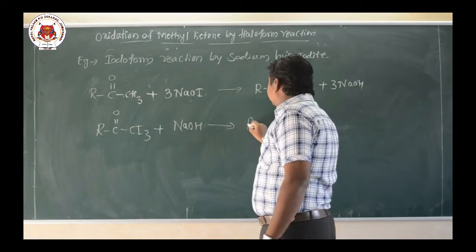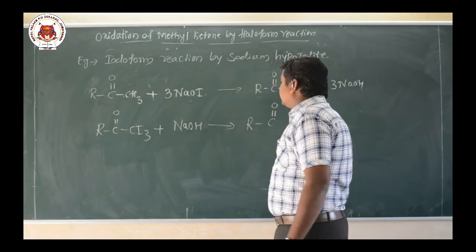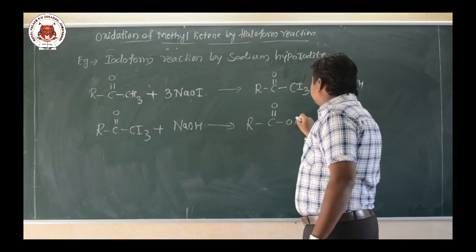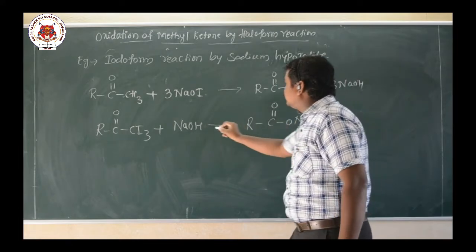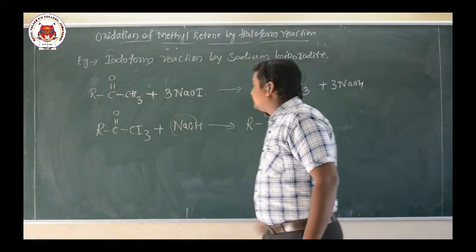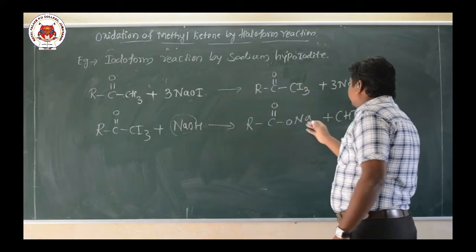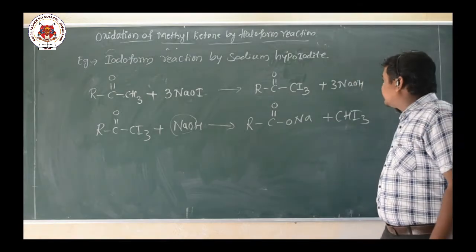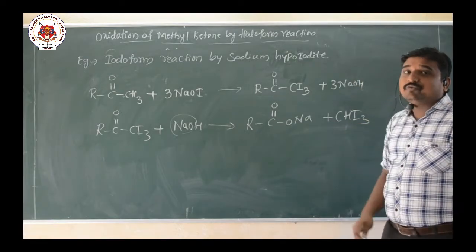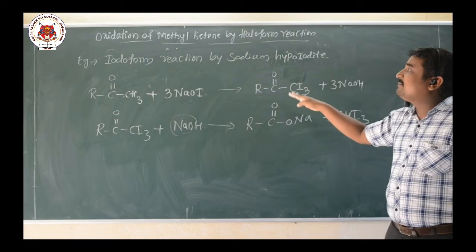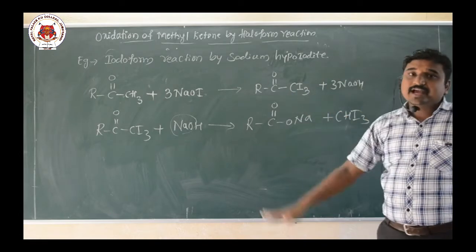Now I will write the product: RCOONa, sodium salt of carboxylic acid, plus CHI3. So here is the formation of sodium salts of carboxylic acid, and here the haloform reaction. So this is an example for the haloform reaction.